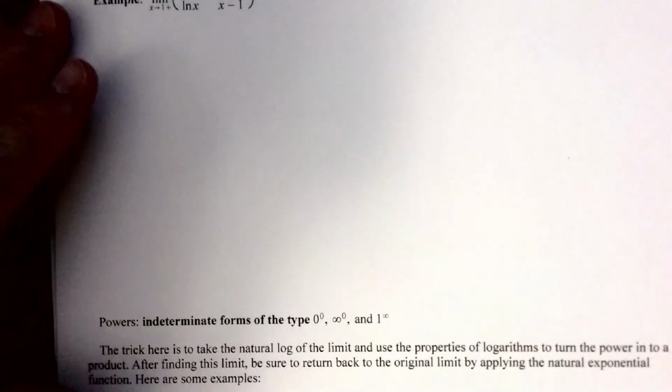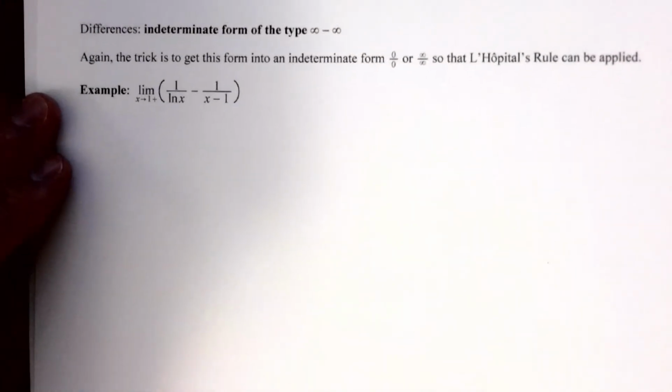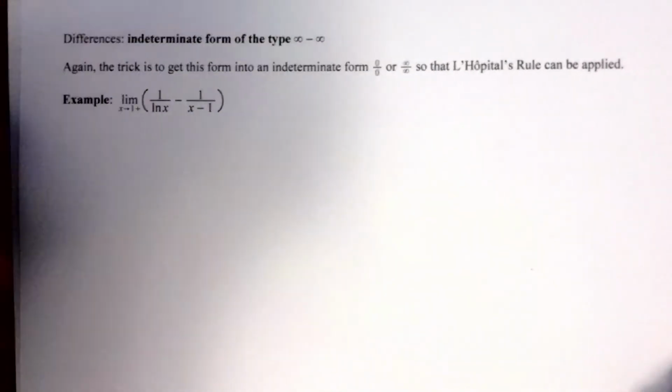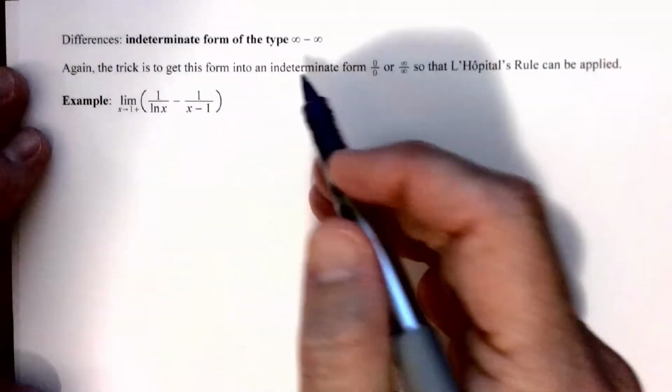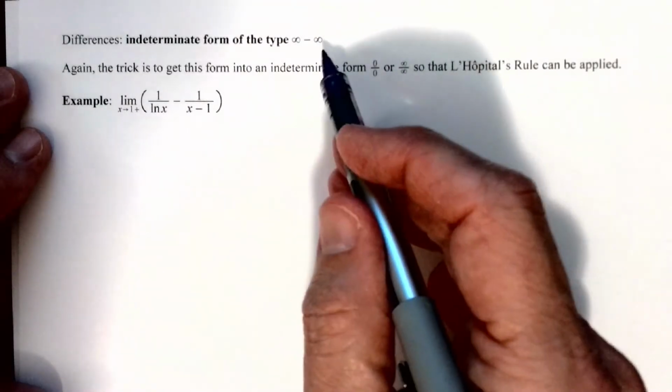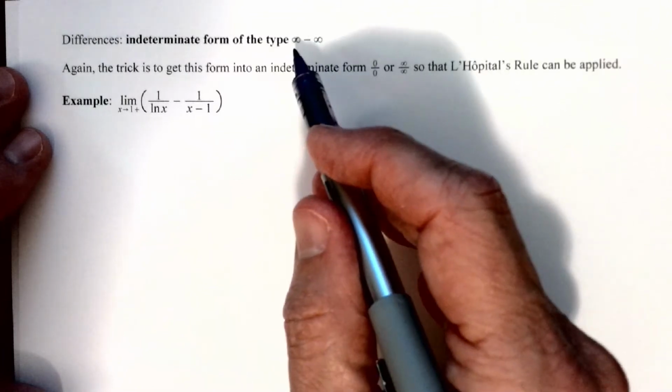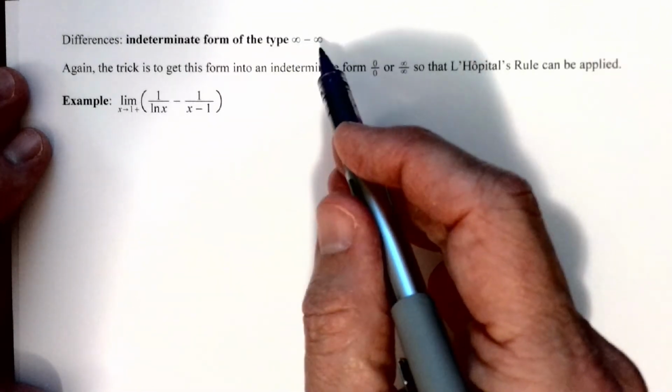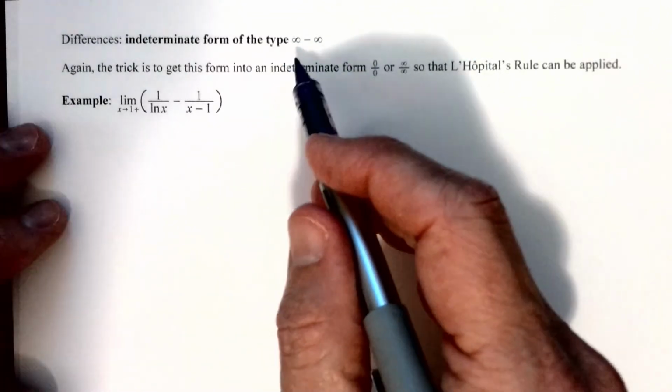Okay, let's take a look at this indeterminate form. We actually looked at these way back when we were looking at limits. Infinity minus infinity. Again, that's not necessarily 0. You've got two functions that are becoming unbounded, say as x approaches some value.